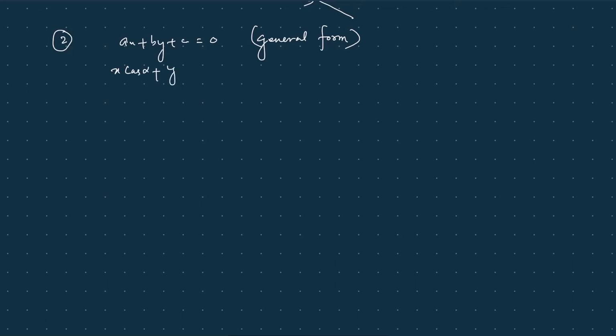Now let's check how to reduce the equation of a straight line from the general form to the normal form. We have studied that the equation of a line in general form is ax plus by plus c equal to 0. And the equation of a line in normal form is x cos alpha plus y sin alpha is equal to p. This is the normal form.